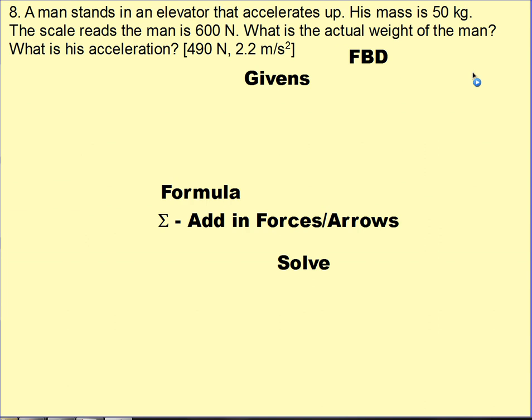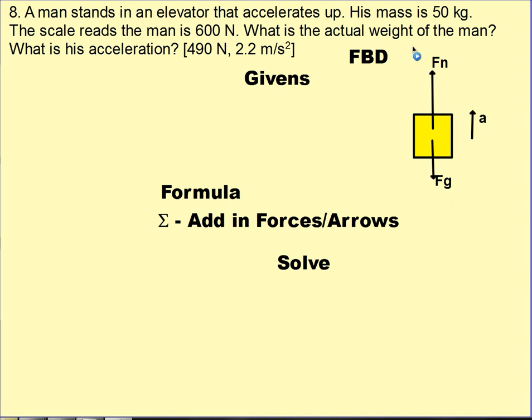Let's do a problem. A man stands in an elevator that accelerates up. His mass is 50 kilograms. The scale reads 600 newtons. What is the actual weight of the man, and what's his acceleration? All right, first thing I want you to do is draw the free body. Fg goes down, Fn goes up, and his acceleration is pointing up.